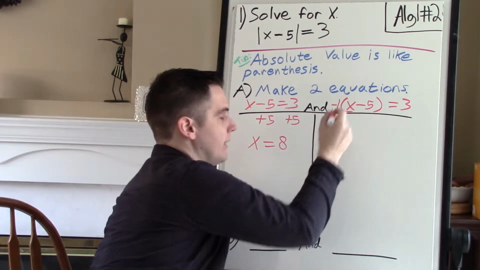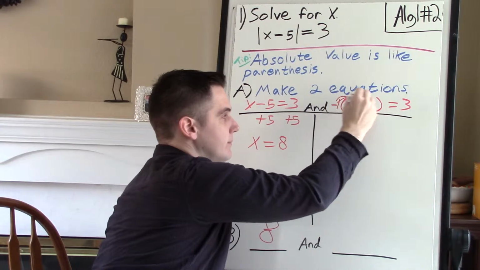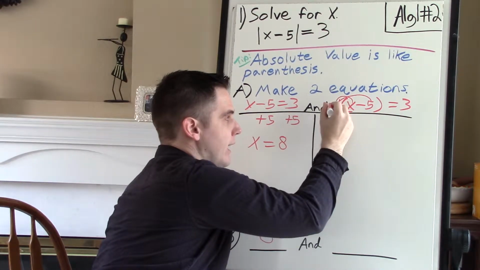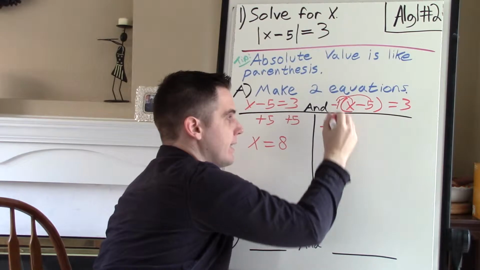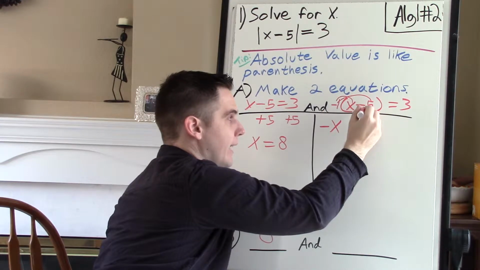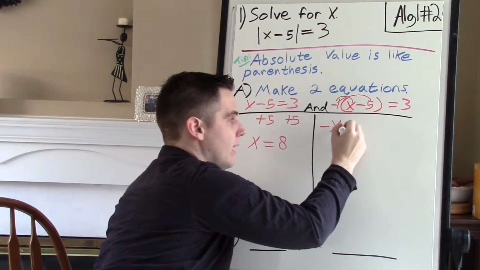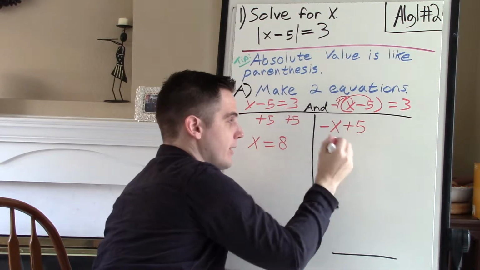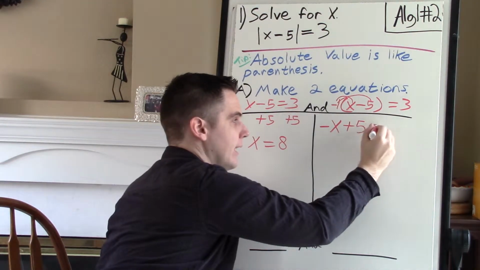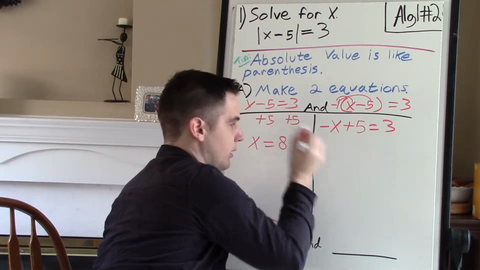Now we're going to go over here. Now we need to distribute. So that leaves us with negative 1 times x is negative x. Negative 1 times negative 5 is positive 5. You're already starting to see how we're going to get a different answer. Equals 3. Now solve like normal.